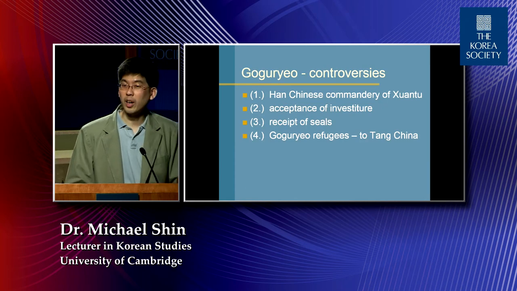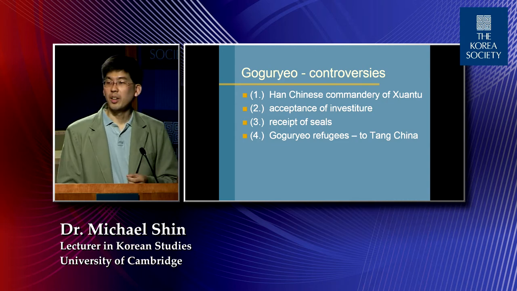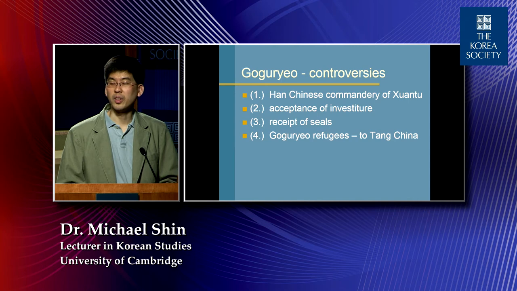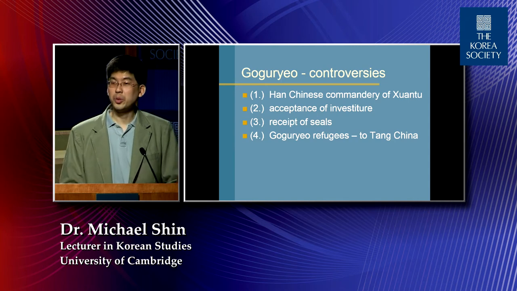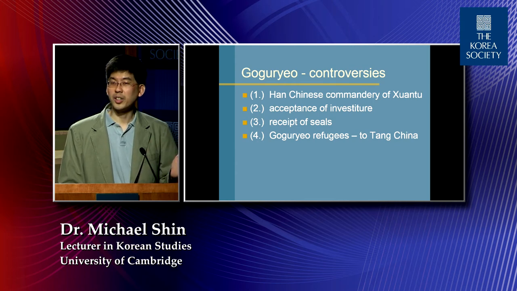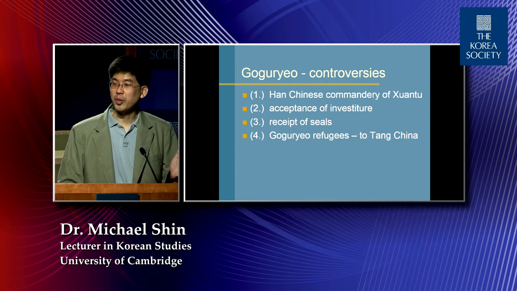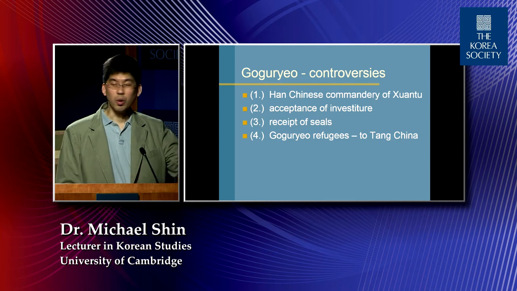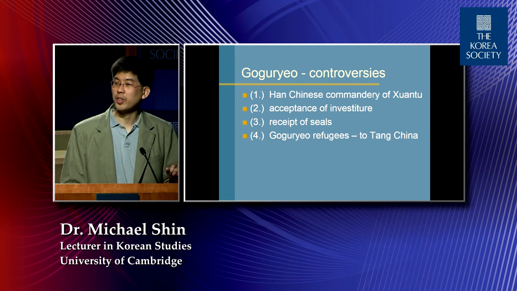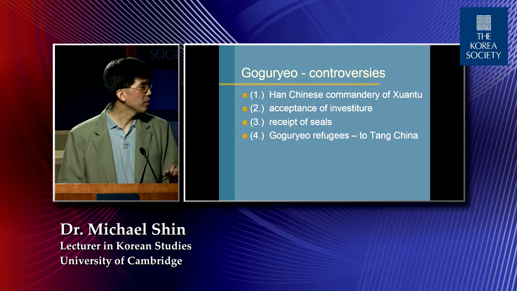Just to go over a few of the other claims, they claim that Goguryeo kings accepted investiture from the Chinese ruler. They would do so, but it's pretty clear that at this time, the Chinese world order didn't really exist. It didn't really exist until the Ming period. At this period, Goguryeo kings and later we'll see other kings saw themselves as the son of heaven as well. It was not only the Chinese king that saw himself as the son of heaven.